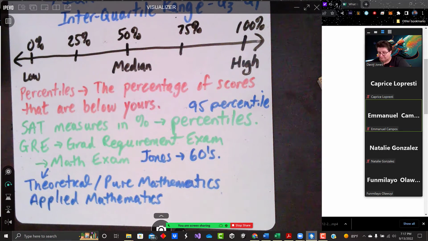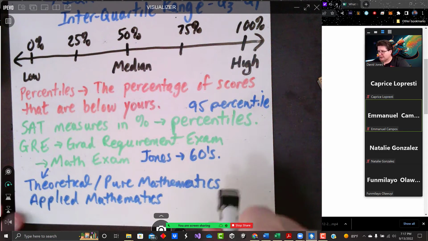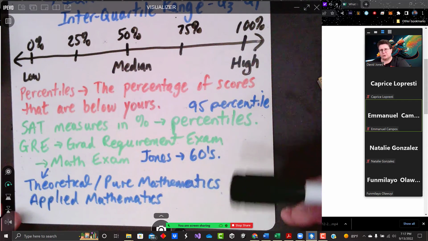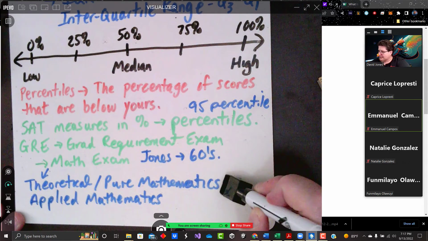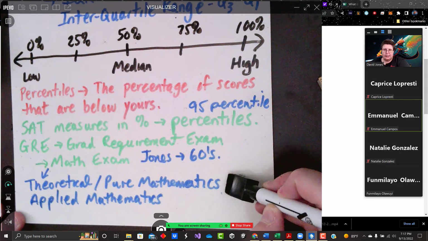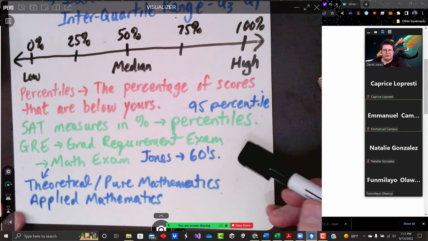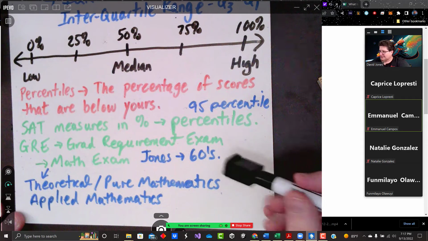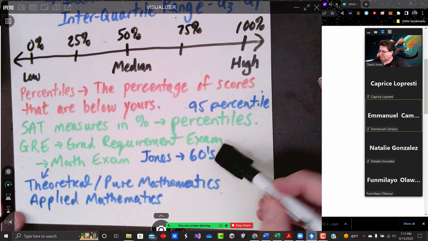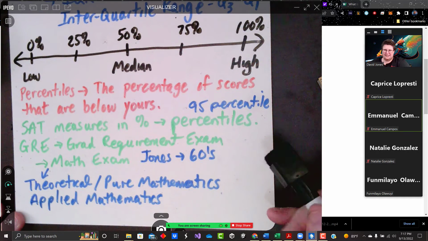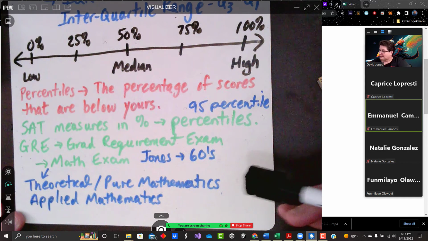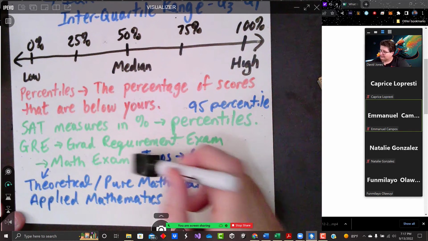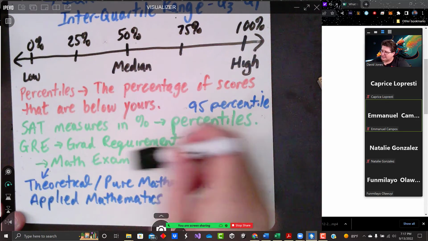So I scored that, but I still got into almost every single grad school I applied for because they thought that was pretty good. Apparently, very few people do well on the GRE math exam. I don't know if these percentiles are very good, but I got into where I wanted to go with, I think it was like 65 or 66. But those types of tests do it.